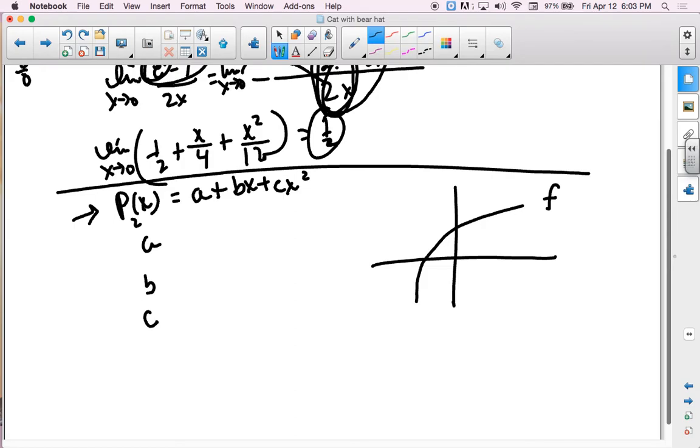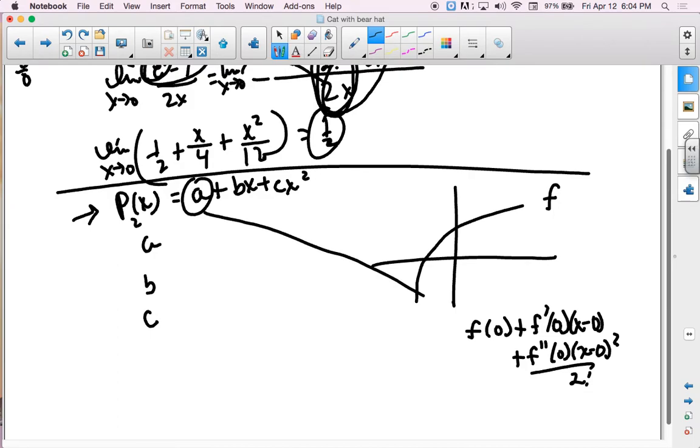Doesn't it start off with f of 0 plus f prime of 0 times x minus 0 to the first over 1 factorial plus f double prime of 0 times x minus 0 squared over 2 factorial, and on and on and on? Well, that's the second degree Taylor polynomial. So I know that a is created by the first term, f of 0. I can see f of 0 right here, and I don't know what it is, but the y-intercept is positive. So I know a is positive.